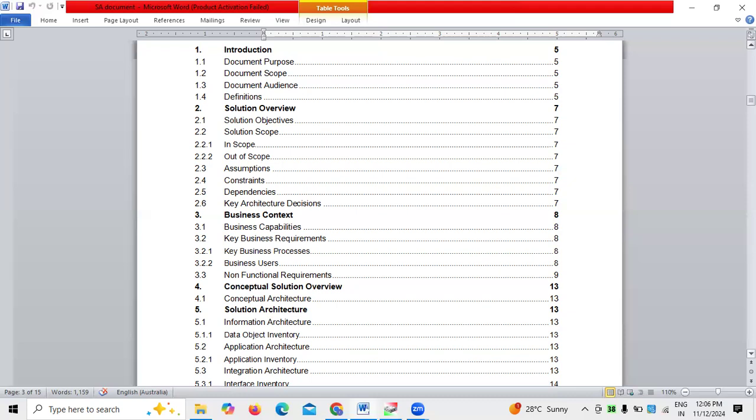After the solution scope, the next is assumptions and constraints. In scope, as I mentioned, is what is within our limits. Out of scope is what is not in our control, meaning deviation in requirements. If any changes happen in the design, all these things come under out of scope. So in scope and out of scope, we need to mention. Next, what are the assumptions and constraints?